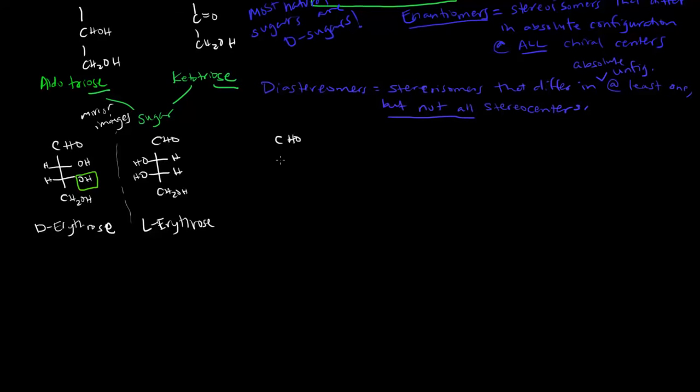But what about these? Well, these are also 4 carbon molecules, or 4 carbon sugars. This here is D-threose. Notice how it only differs from D-erythrose in that it's still a D sugar, because the OH is on the right side. This bottom OH is on the right side. But here it differs from erythrose, so this is actually a diastereomer of erythrose. But it has its own mirror image, which looks like this.